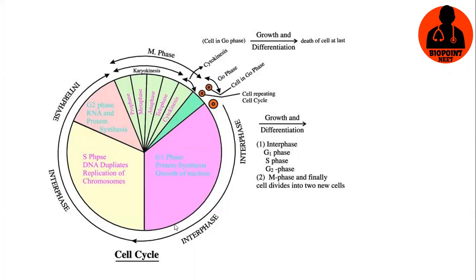A pie chart is given here, showing exactly what the cell cycle is. So let's check what is given here. From the interphase, that is the G1 phase, protein synthesis and growth of the nucleus. In S phase, DNA duplicates and chromosomes replicate. In G2 phase, RNA and protein synthesis. This is all that occurs in the cell cycle.